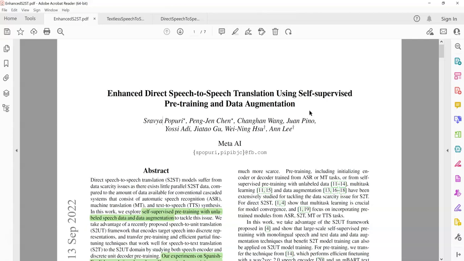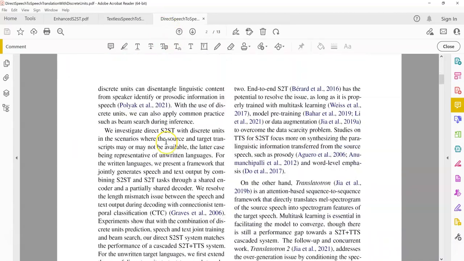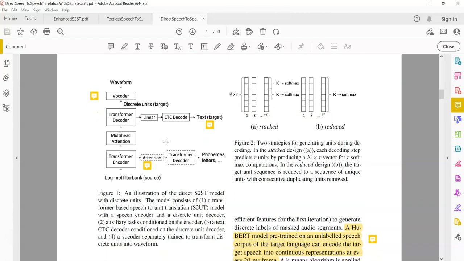So in this paper, they are presenting the techniques for pre-training and data augmentation to improve the performance of the speech-to-speech translation model. Now I want to show you one thing. If you go back to the original paper for the speech-to-speech translation and look at the model that was presented in that paper, this is a speech-to-speech translation model. Here we can see that the model is transformer based. It has a transformer encoder and a transformer decoder.